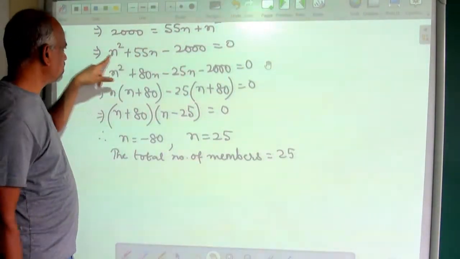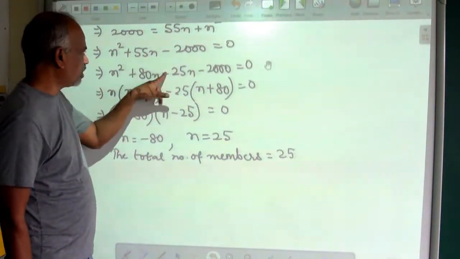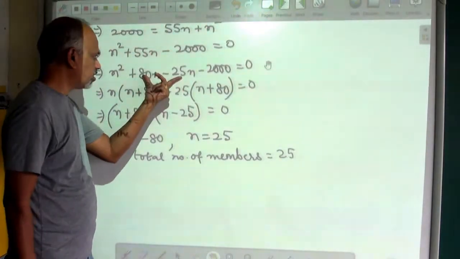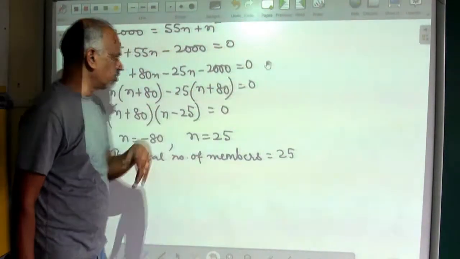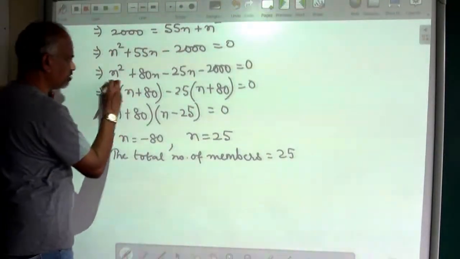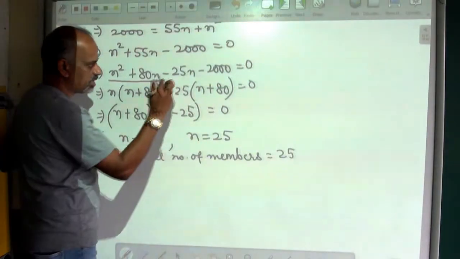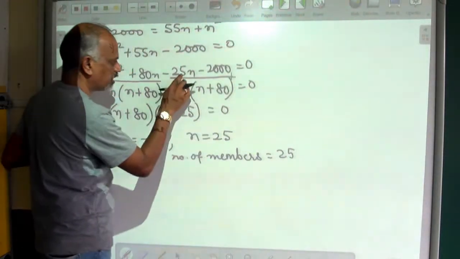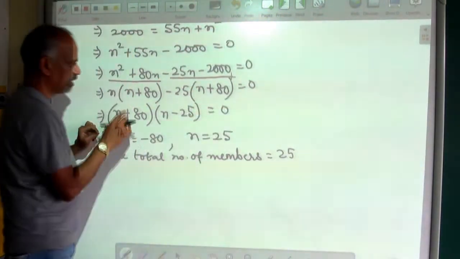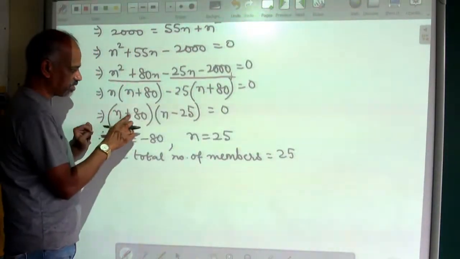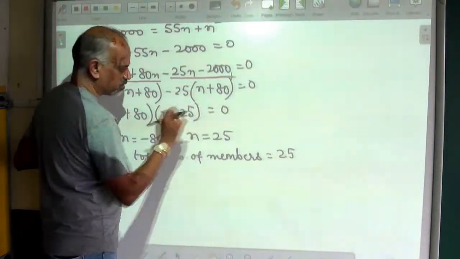So we are going to split this: n squared plus 80n minus 25n will give you the 55n. This and this together gives you 55n, minus 2000 is equal to 0. From the first two terms, n is common, n plus 80 is left, and from the next two terms, minus 25 is common, n plus 80 is left, is equal to 0. This and this is common, that's (n plus 80) times (n minus 25) is equal to 0.